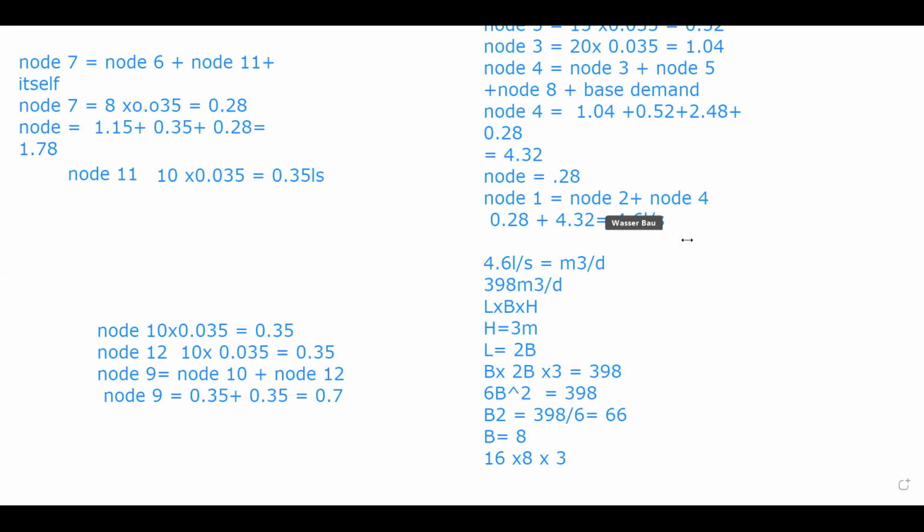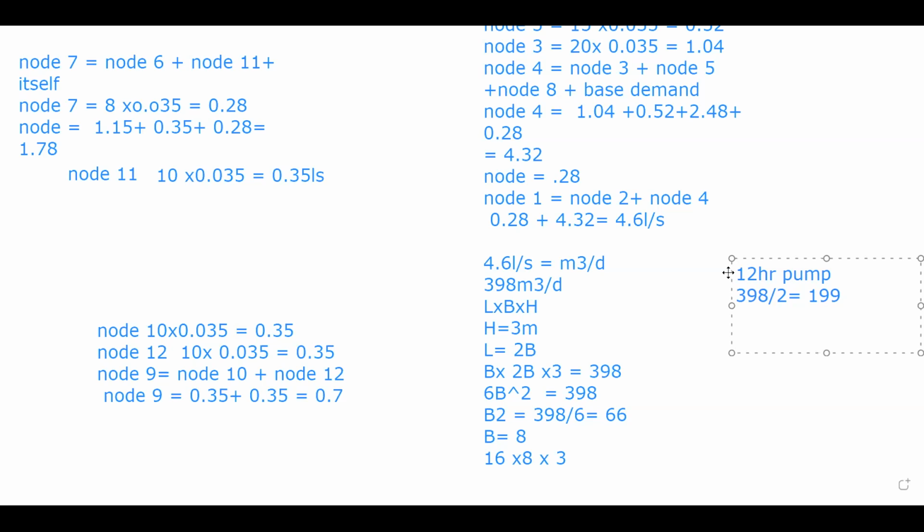So for 12 hours pumping, it means I'll pump twice per day. So the tank size we have here that I put 398, with 398 divided by 2, because every 12 hours I'll fill the tank. So I actually need a tank size of 199, which is almost like 200 cubic meter.